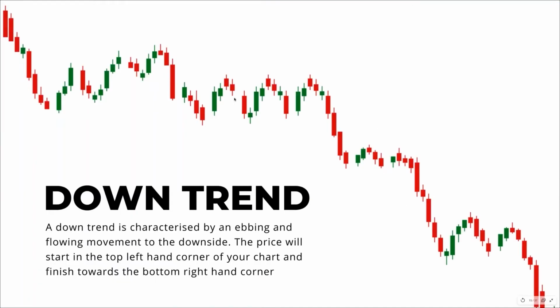Now, what is a downtrend? Well, a downtrend is characterized by an ebbing and flowing movement to the downside. The price will start in the top left-hand corner of the chart, and it will finish towards the bottom right-hand corner of the chart. So by the time the price gets to the right-hand corner of the chart, the price should be lower than it was when it began on the left-hand side of the chart.